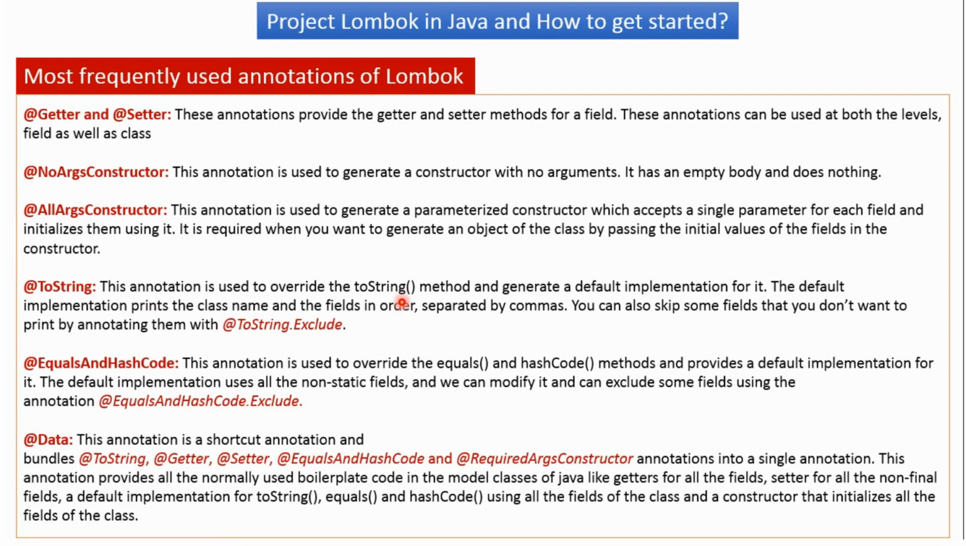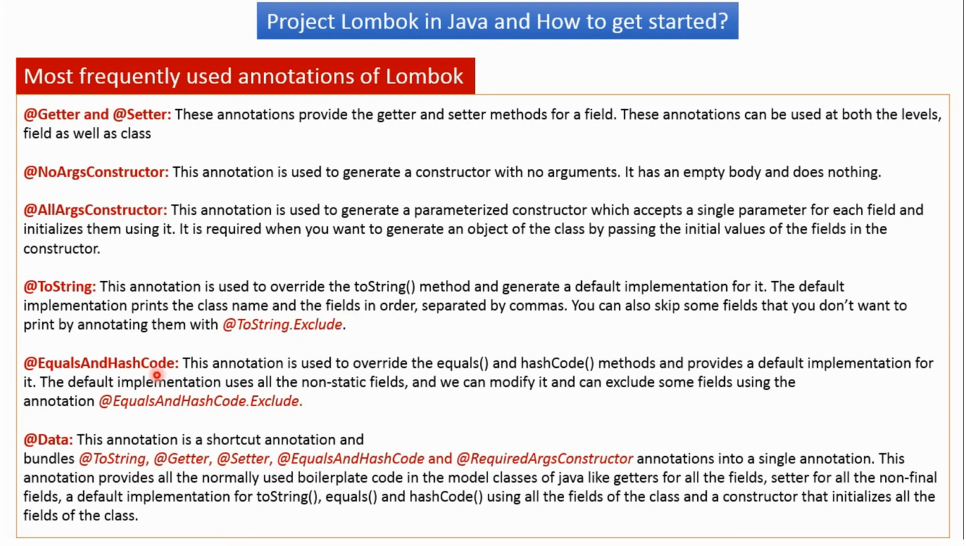generate a default implementation of the toString method, and the default implementation prints the class name and fields in order separated by commas. And if you want to skip some fields that you don't want to print, then we have to use toString.exclude.